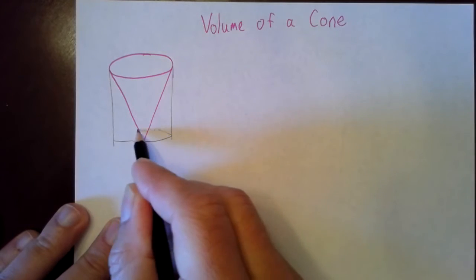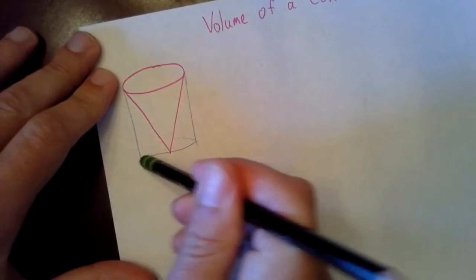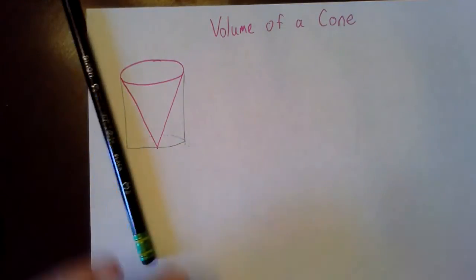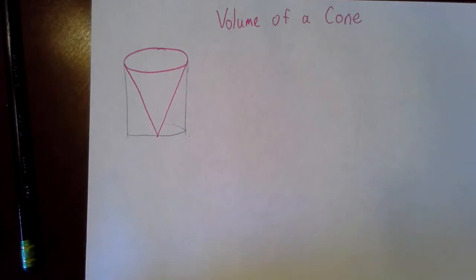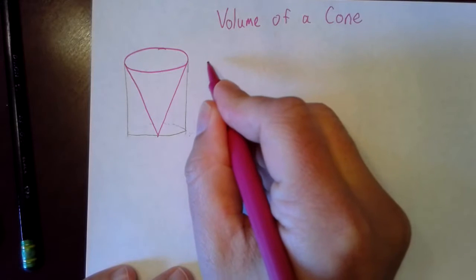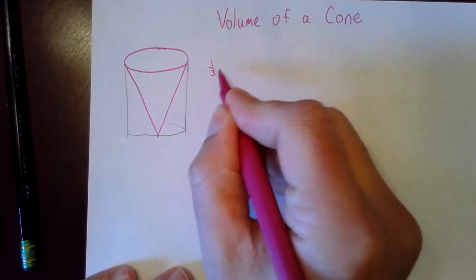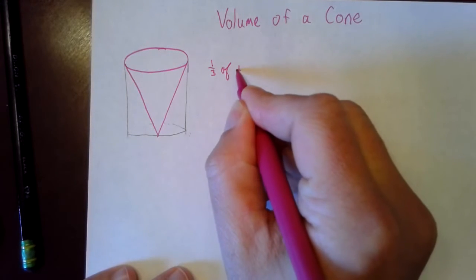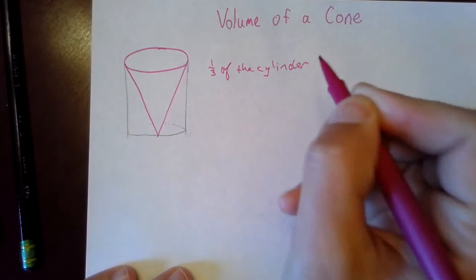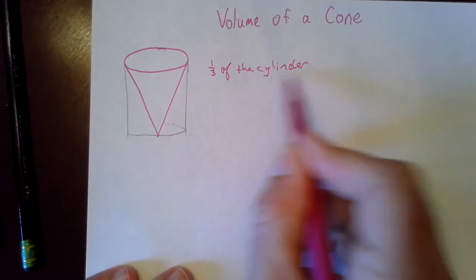I have to kind of erase this a little bit. All right. So a cone that fits inside of a cylinder perfectly with the same exact top base will fill up exactly 1/3 of the cylinder. Okay. Which means, I know this is a cone, and I wrote the word cylinder.